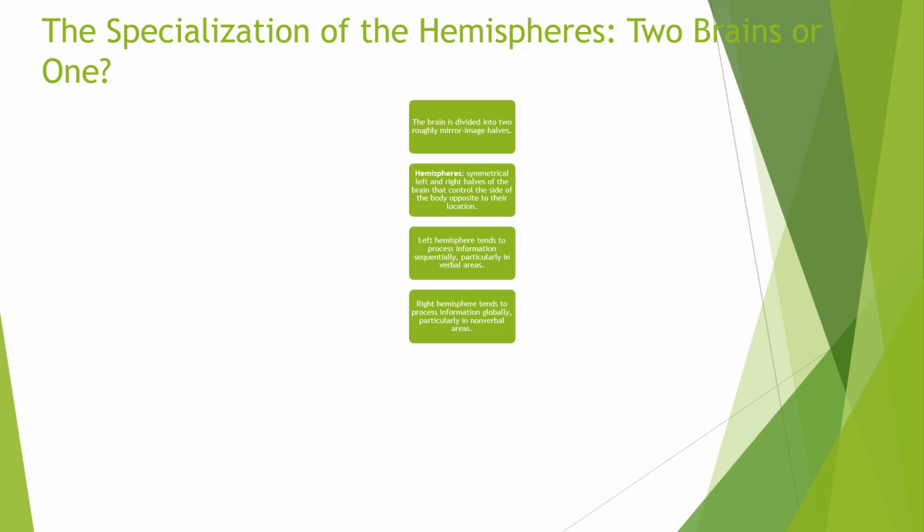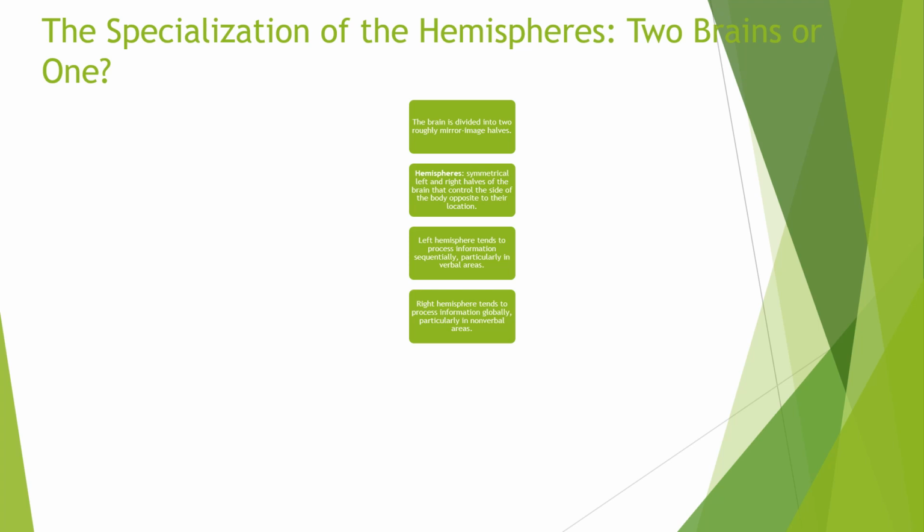So your left hemisphere controls behaviors on the right side of your body, and your right hemisphere controls behaviors on the left side of your body. The left hemisphere tends to process information, particularly the verbal areas. The right hemisphere processes information globally, particularly the nonverbal areas. Okay? So your brain is divided into these two halves, the left and right hemisphere.